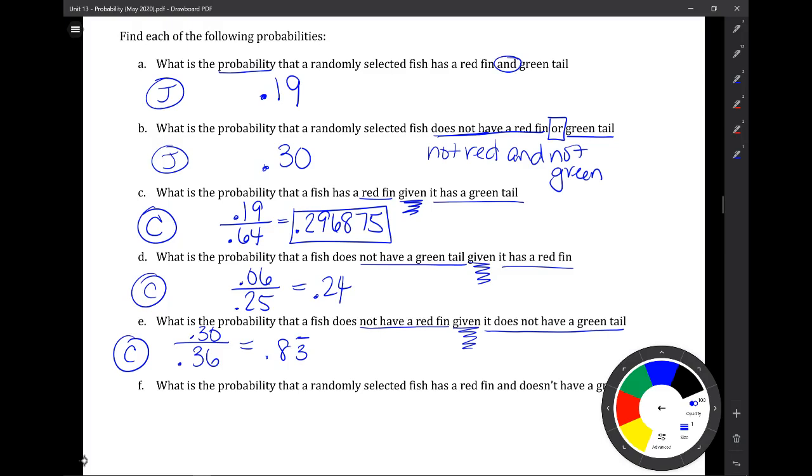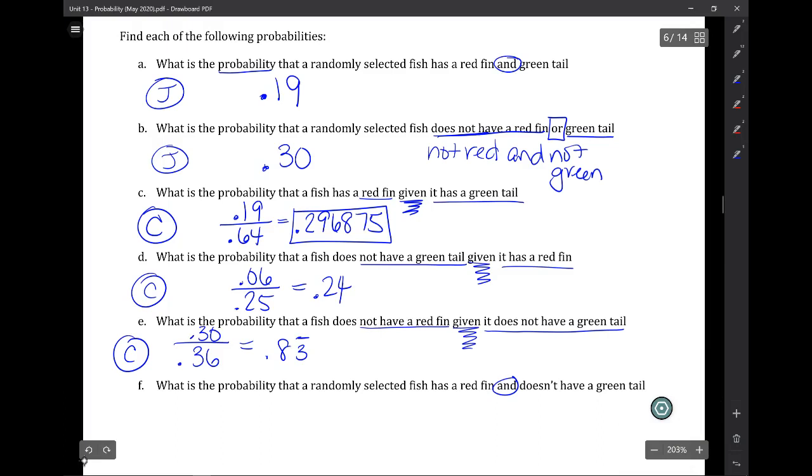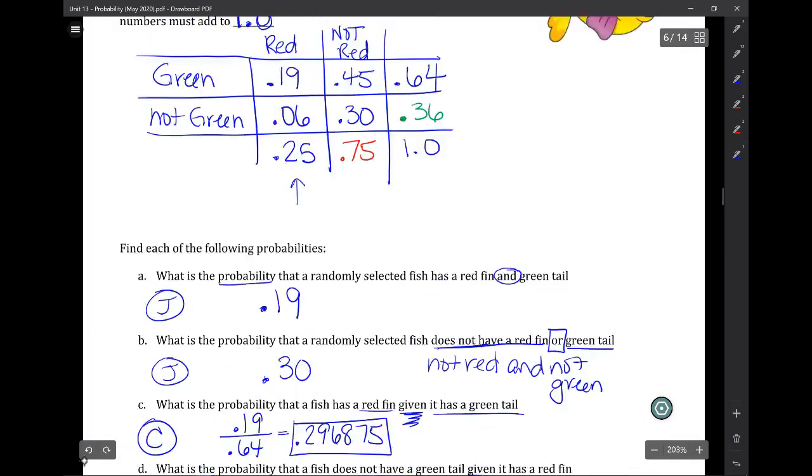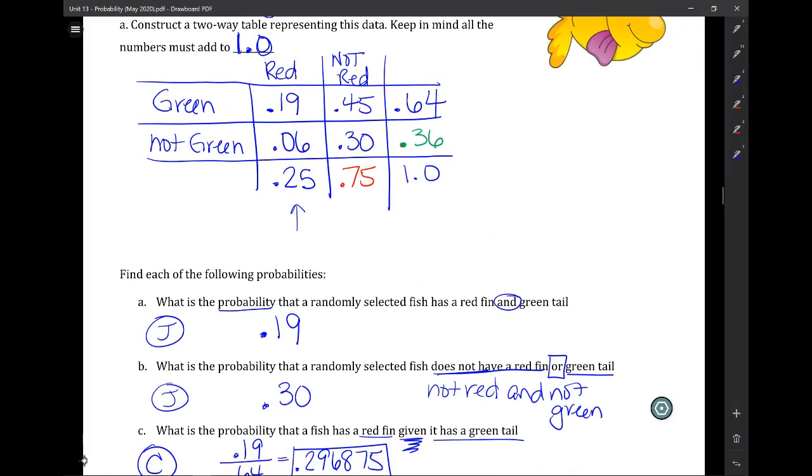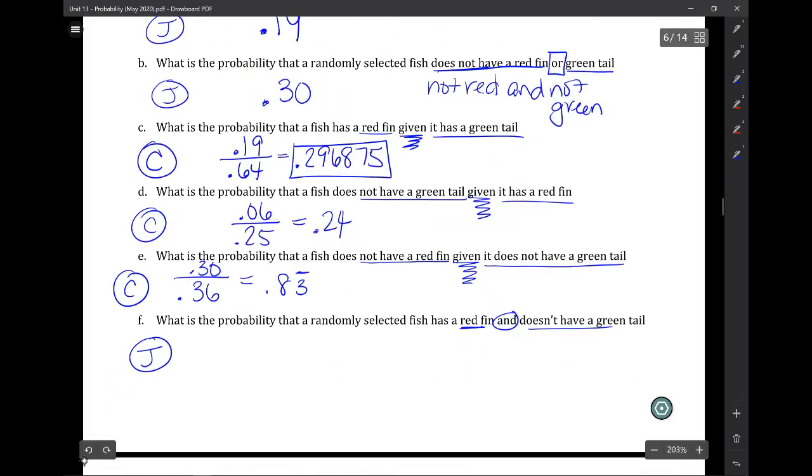Lastly, what is the probability that a randomly selected fish has a red fin and doesn't have a green tail? So and is a joint probability. That's where two categories come together. So red but not green. Red but not green is 0.06. And that's actually our answer. We don't have to divide by anything because if anything, you would have divided by the grand total, and anything divided by 1 is itself. So you would have gotten the same answer back.